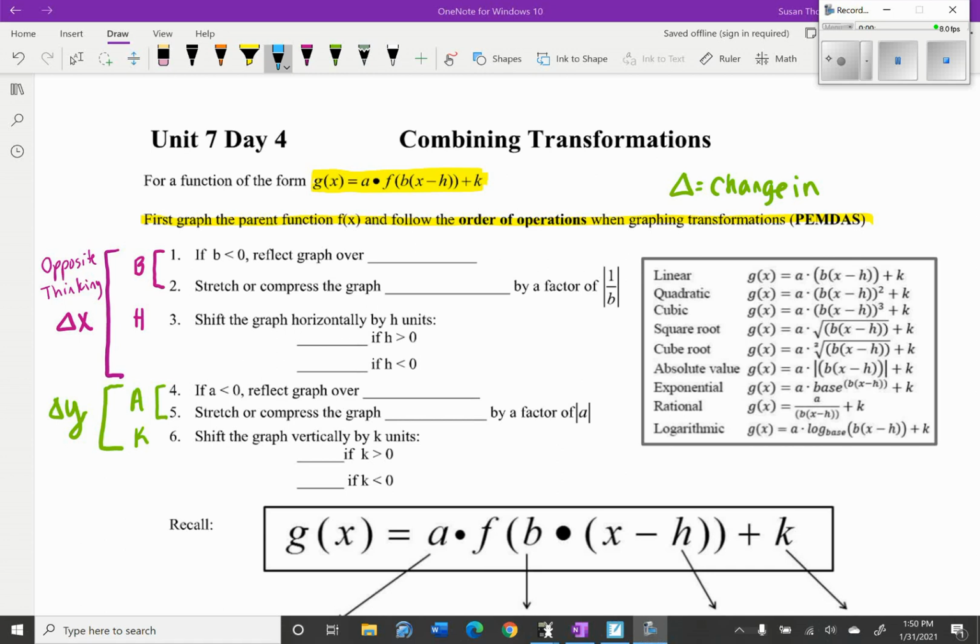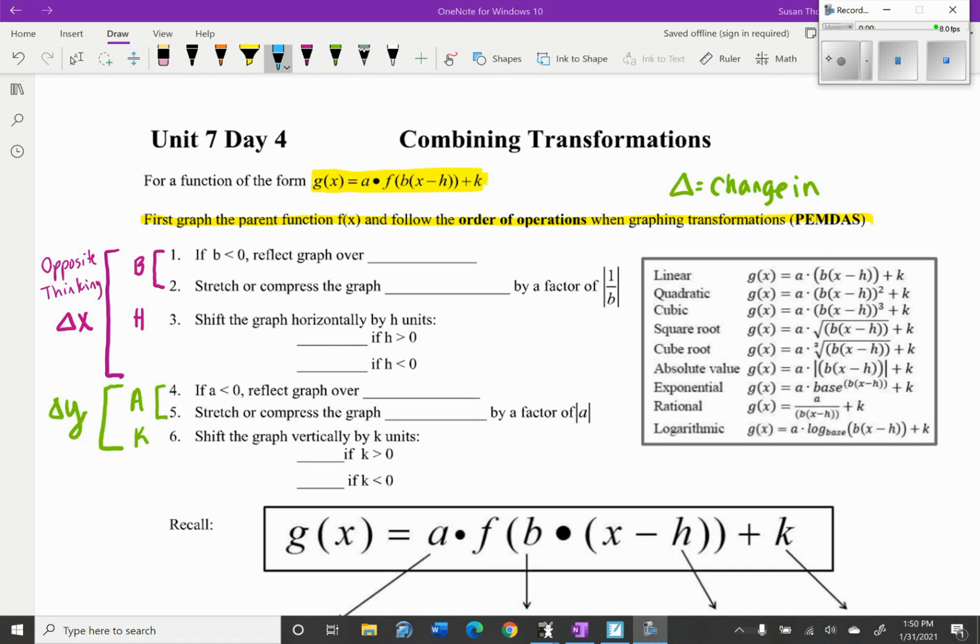So if we look at this equation up here, normally it's always written in factored form, but if it wasn't in factored form, we would have a times f of bx minus bh plus k. So we always just leave it in factored form because that stretching or compressing is for the b value. It just makes it easier to tell how you're moving left or right. And so notice that if you think about your order of operations, you always do things in parentheses first, multiplication, division, then addition, subtraction. And so in this case, b would be our first transformation.